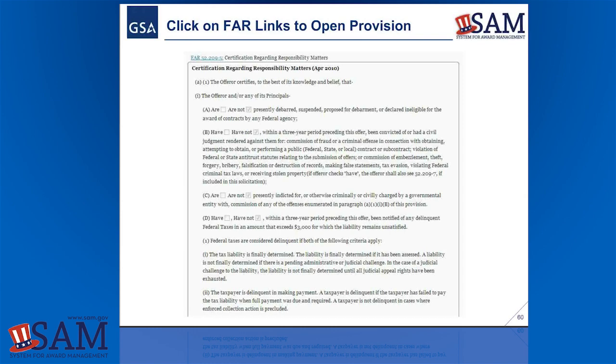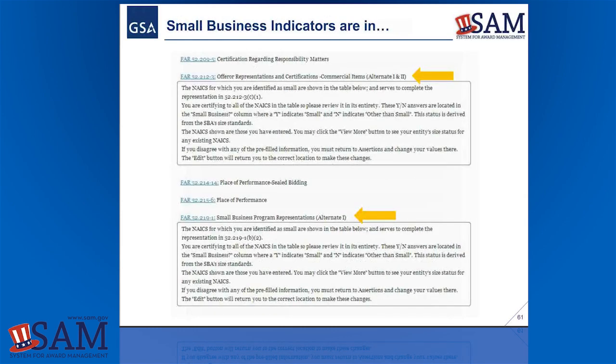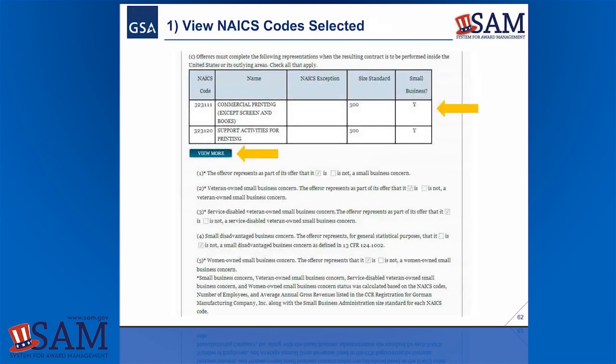All right, your small business indicators, you're going to find them in the two provisions that you would expect to find them in reps and certs itself, 52.212-3, and the small business program representations, 52.219-1. In both cases, you can click the link and it will open up that entire provision and all of their responses within it. When you do so, you will see the NAICS codes that they selected, the size standard, which will either be receipts-based or employee-based, and then whether based on the size standard for that NAICS code, whether they would be considered small or not if they were awarded a contract in that NAICS code.